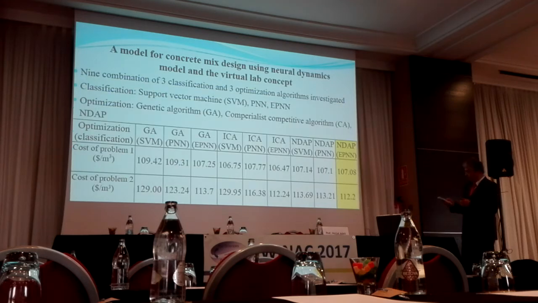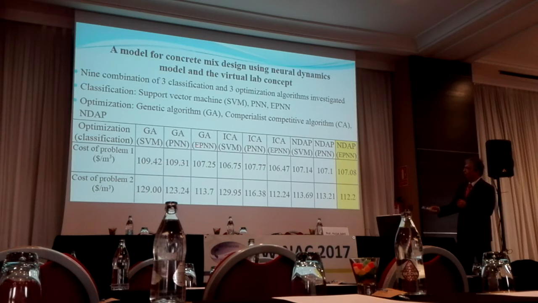So the loss of numbers here. I just want to tell you, look here, this is what you see, this is the cost. And the cost here, we use different machine learning methods, SVM, support vector machine, and PNN, and you can see that the best results are from the enhanced probabilistic neural network, and you get the best result from that model.